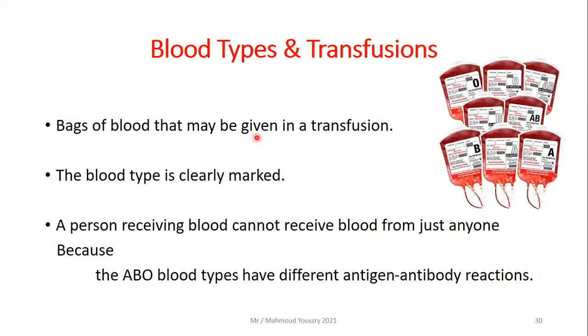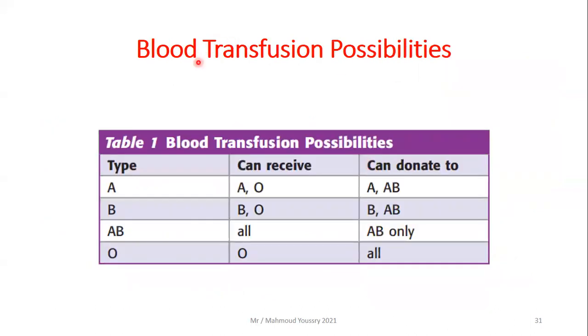Here are bags of blood that may be given in a transfusion. The blood type is clearly marked. As you can see, the blood type is clearly written on these bags. A person receiving blood cannot receive blood from just anyone, because the ABO blood types have different antigen-antibody reactions. And these are the blood transfusion possibilities.